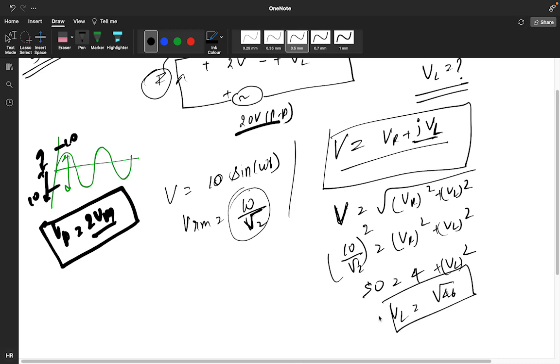Understood or not? These things understood, or any doubt? Prasanna, any doubt? No. Okay. If no doubt is there, then it's fine.